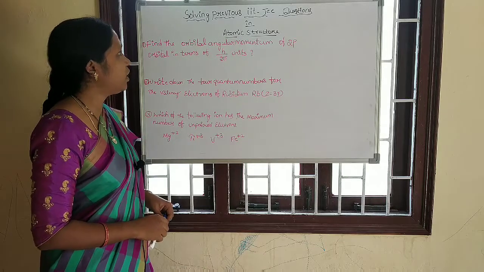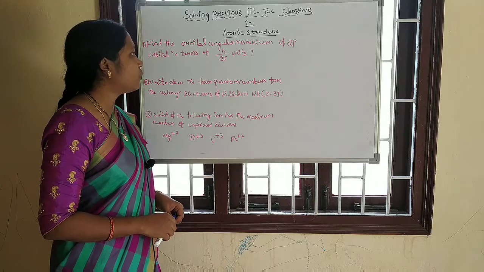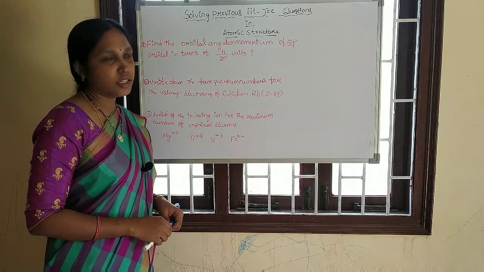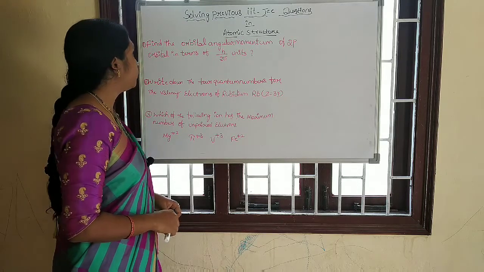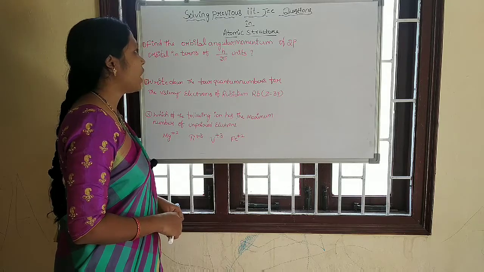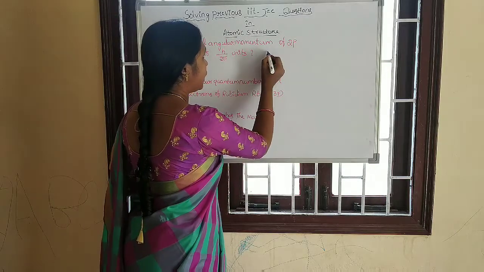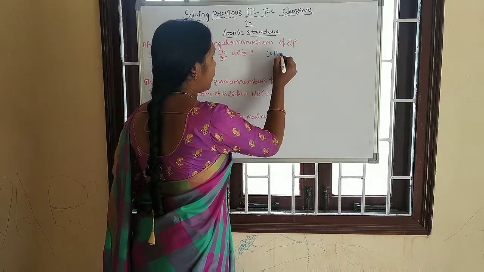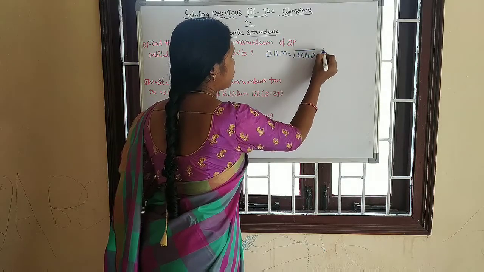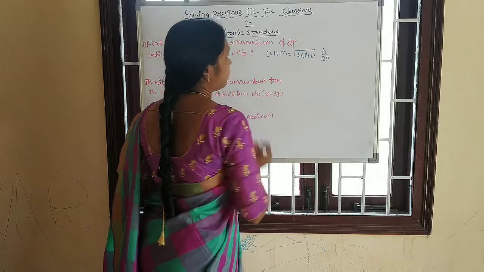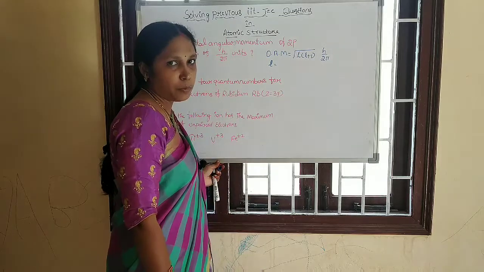First one: find the orbital angular momentum of 2p orbital in terms of h by 2 pi units. What is the question? Find the orbital angular momentum of 2p orbital in terms of h by 2 pi units. What is the formula for orbital angular momentum? Orbital angular momentum is equal to square root of L into L plus 1 into h by 2 pi, where L is, as all of you know, the azimuthal quantum number.